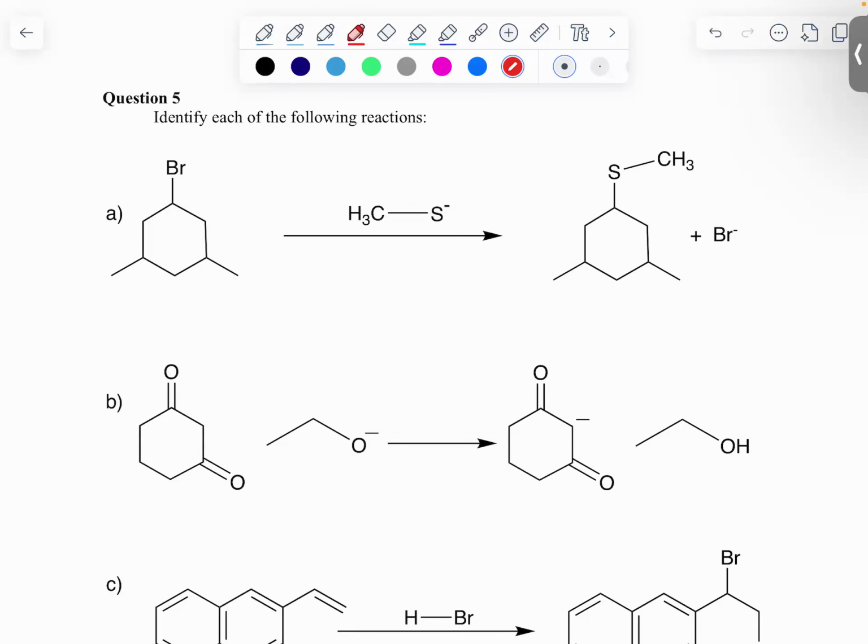So the first thing is looking at what changed between our starting material and our product. And what we can see here is that where this bromine once was, there is now a new functional group. And we know that bromine is a nucleophile. We can see that this is also a nucleophile. And we haven't just added, what we've done is we've substituted. So this is nucleophilic substitution.